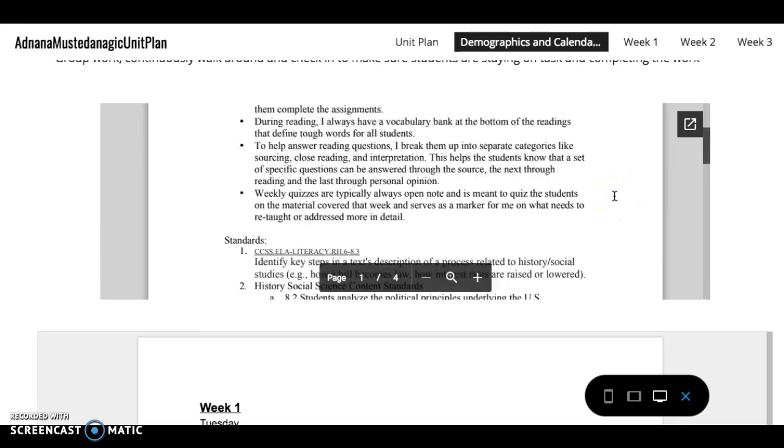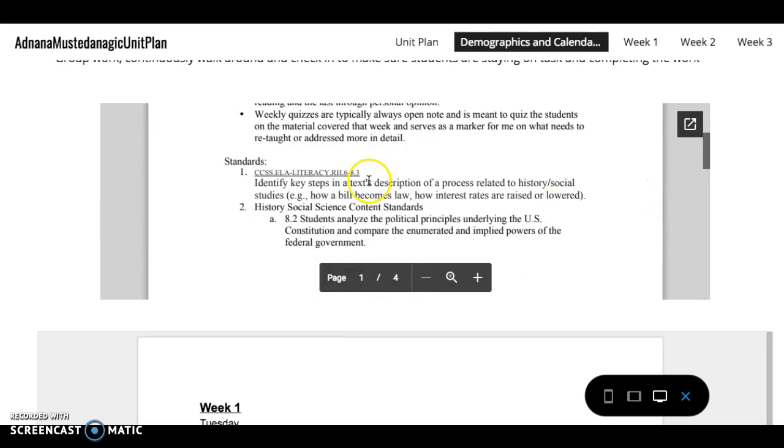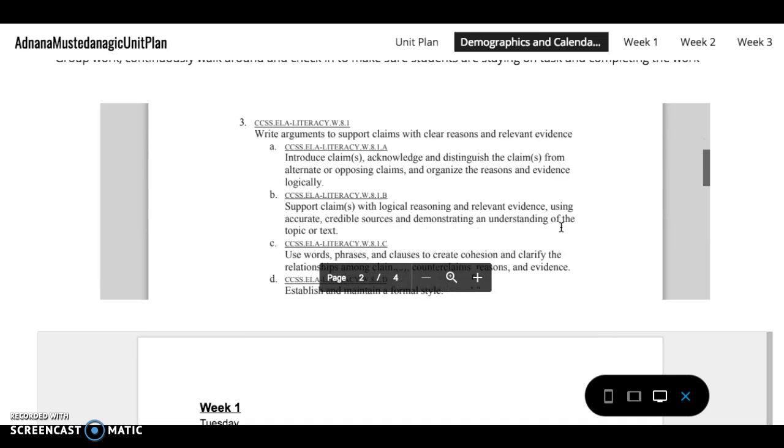Go through lots of different strategies. I focus on different standards. The main standards that I like to dive into are identifying the different steps in text description of a process related to historical and social studies, specifically how a bill becomes a law, how interest rates and taxes and so forth are created. They will be analyzing the different principles in the underlying U.S. Constitution, and then there's a bunch of writing standards that ties into their unit assessment, which is essay-based, and the kids produce a 5-paragraph essay answering that essential question.